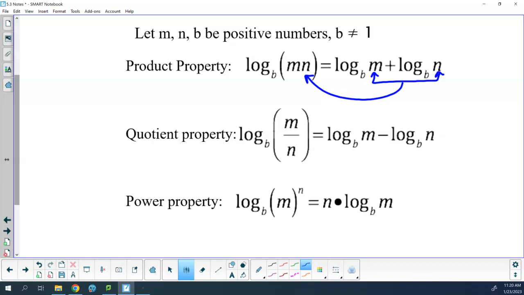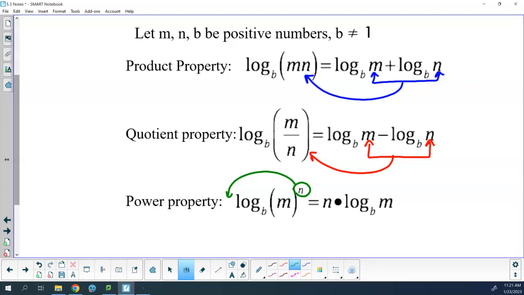Okay? Then the quotient property says that if you're subtracting logs, then you would divide those two arguments. First one goes on top, second one goes on the bottom. And lastly is the power property. The power property of log says that if your argument has an exponent on it, you can take that exponent and put it out in front, and then you're just multiplying by that exponent in the end.